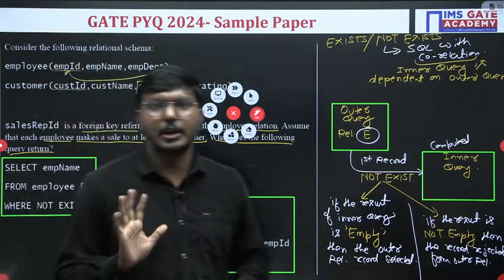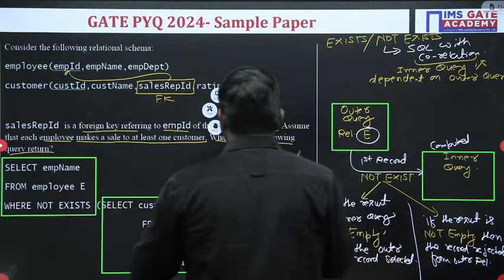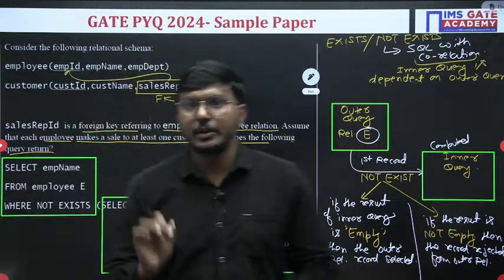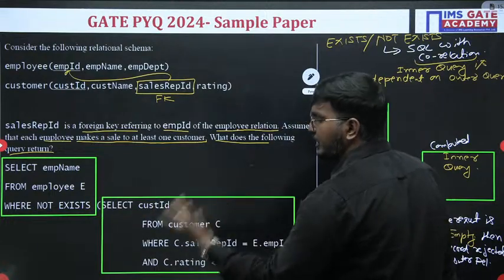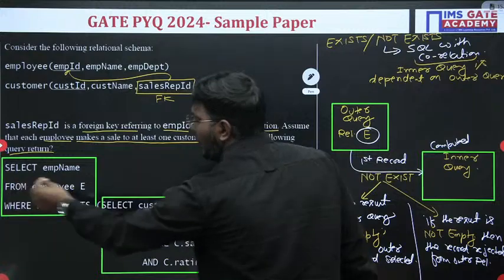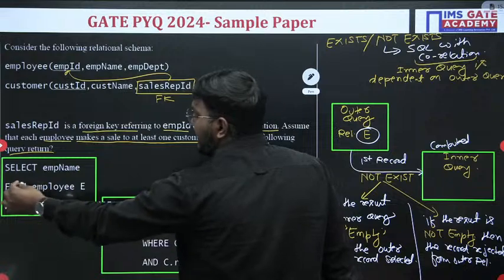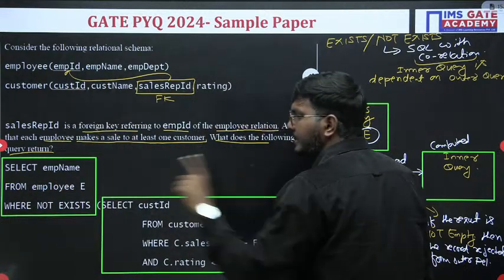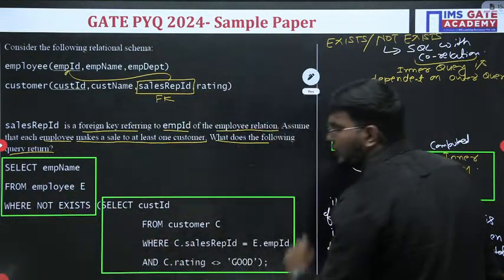Okay, very good. Now let's start the execution. Because the SQL is with correlation, I will start from the outer query first. In the outer query the relation is the employee. From this employee table, take the first record. For the first record, let's go and execute the inner query completely.